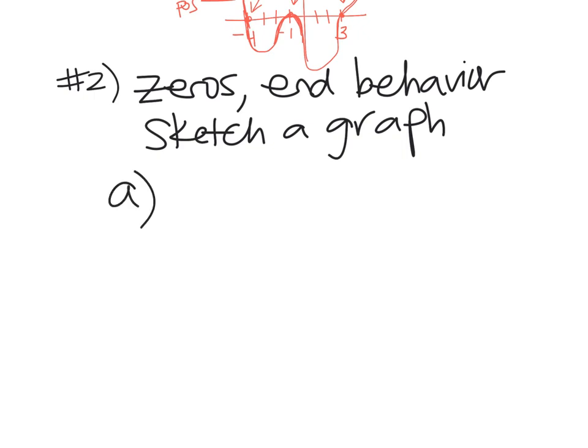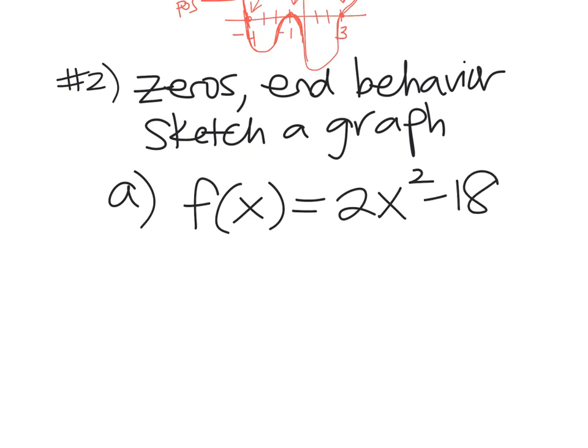Letter A, here we go. Let's do it. We have f of x equals, we'll start with an easy one, 2x squared minus 18. Simple quadratic. Now we are going to find the zeros, the end behavior, and sketch the graph, all without our calculator. So the first thing you want to do with these problems is factor.